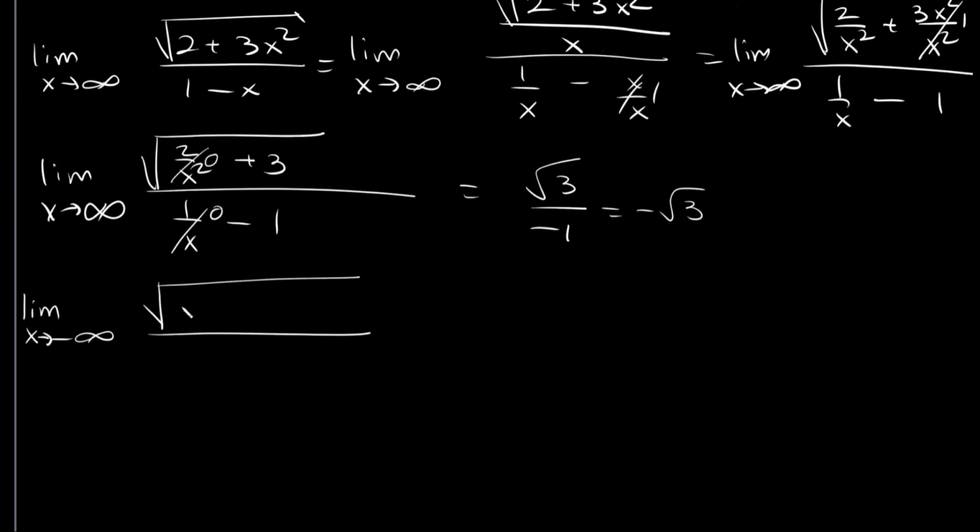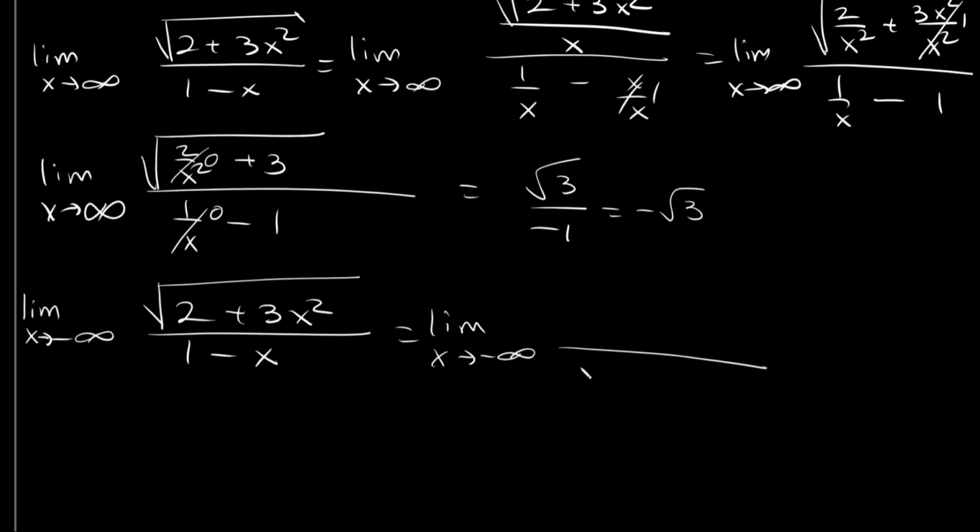So the same function. Now let's divide by the highest power from my denominator. So it's going to be 1 divided by x minus x divided by x, except in my numerator I'm going to put a negative sign. Same function right here.